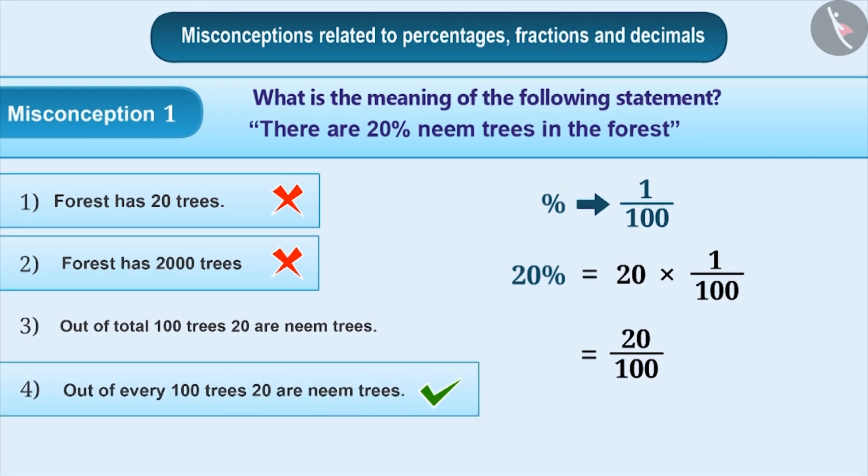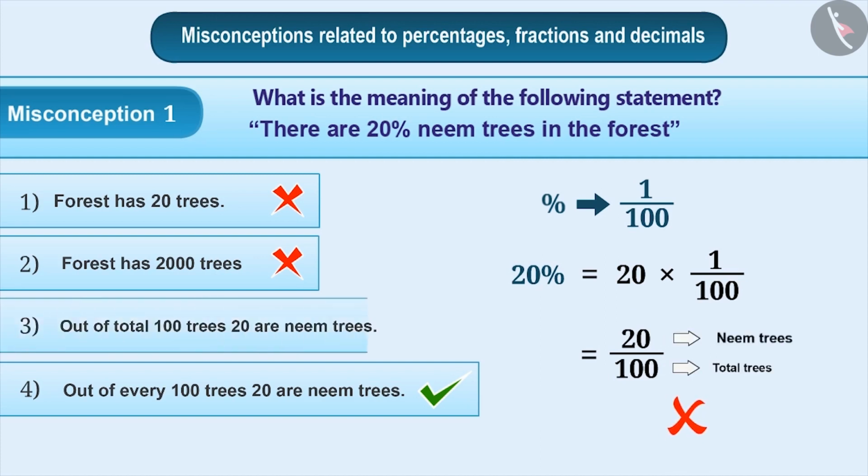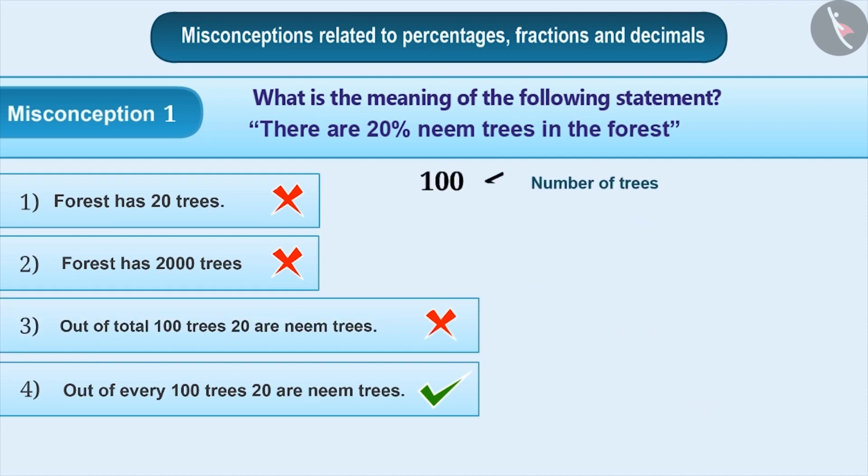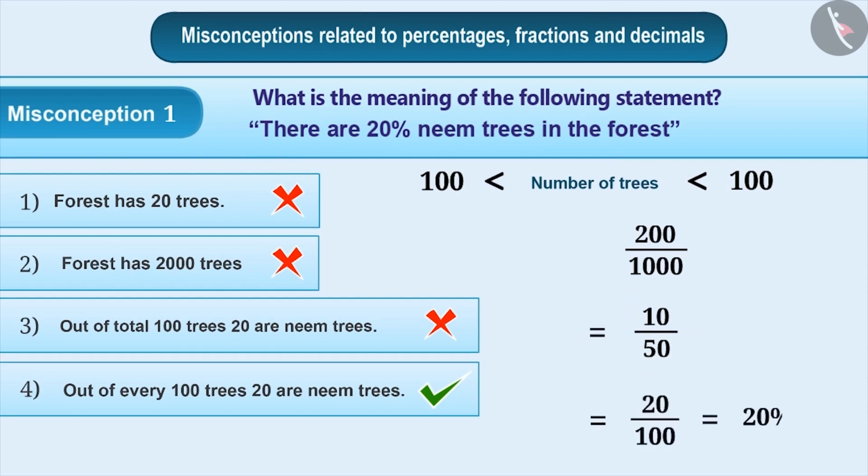Sometimes, students find fraction form of 20%, that is, 20 by 100, but fail to understand its correct meaning. They think that in the forest there are 100 trees, out of which 20 are neem trees. But this is incorrect. Therefore, option 3 is incorrect. The number of trees can be more or less than 100. Neem trees can be 200 out of 1000 or 10 out of 50. In both situations, we say there are 20% neem trees in the forest because 200 by 1000 is equal to 10 by 50 is equal to 20 by 100 is equal to 20%.